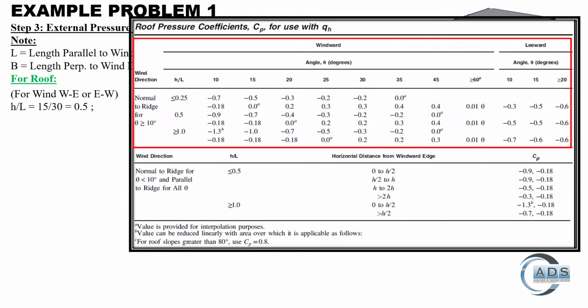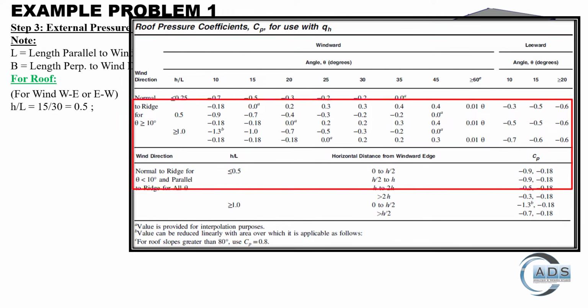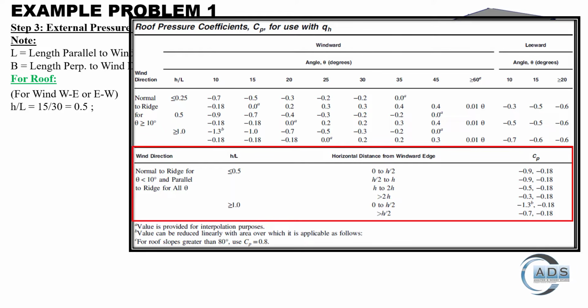So H over L is 0.5. It is written here that wind direction normal to ridge is for theta greater than or equal to 10, but our theta, the roof slope, is 0. So we cannot use the upper portion of the table; rather we will use this particular portion. Alright. So we will have to look into the lower portion of the table where it is written normal to ridge for theta less than 10 and parallel to ridge. Since we have no ridge in the building, our H over L value is 0.5. So we will look into that particular row.